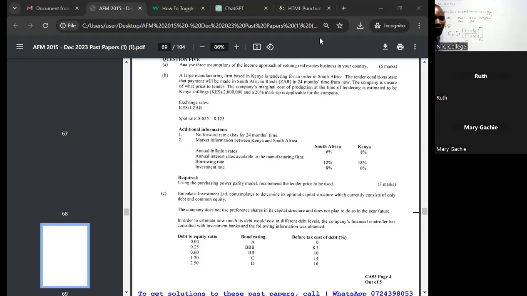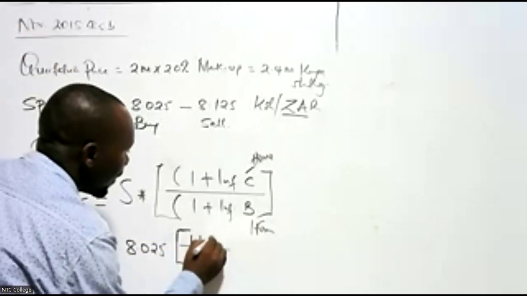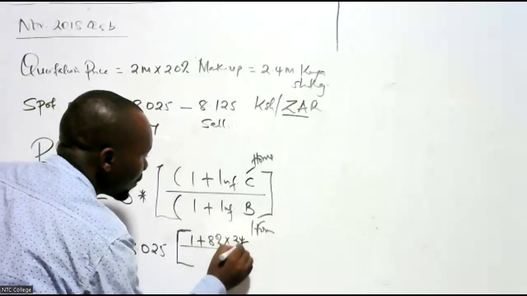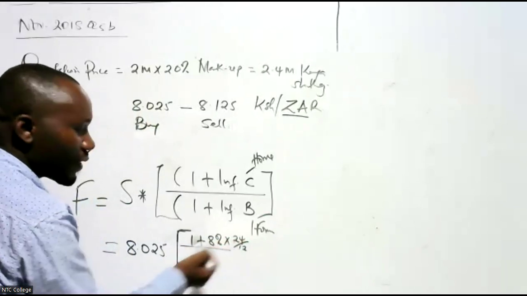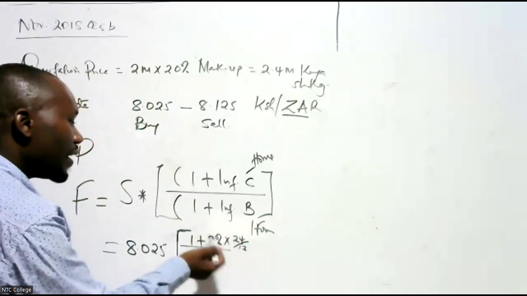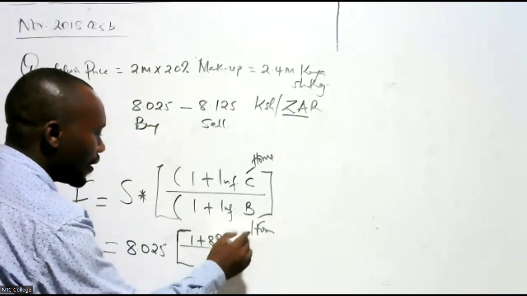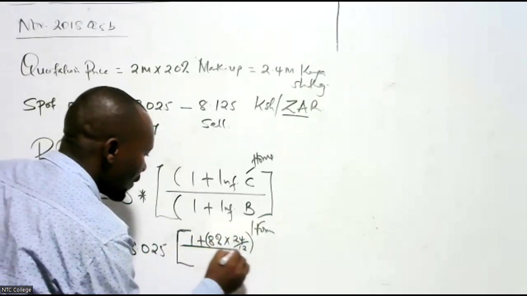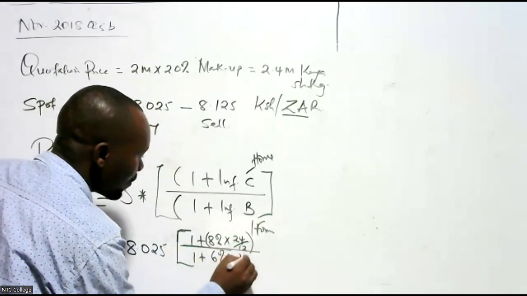So you have here 1 plus 8% times how many months? 24 all over 12, which is 2 years. So have it over 12. If it is 6 months, have it over 6. If it is 1 year, then it is the same as 12 over 12, which is 8, because 8 is per annum. If it is 3, have it 3 all over 12. So this one, you work with this first. All over 1 plus 6% times 24 all over 12.